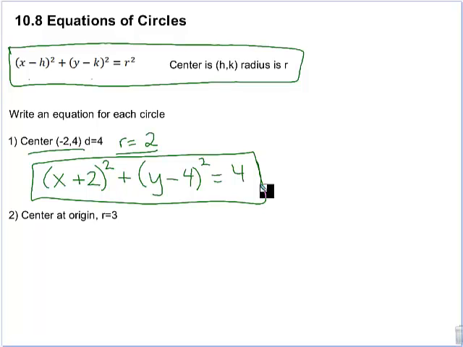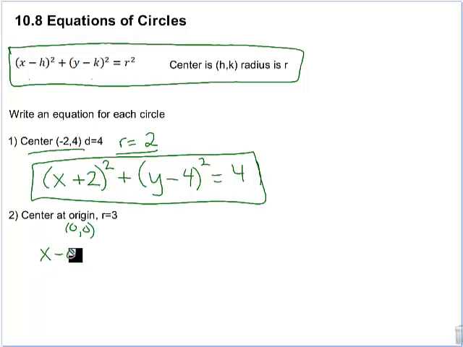Number 2. Center is at the origin. Radius is 3. Centered at the origin. Where's the origin? 0, 0. Okay, so the origin is 0, 0. So how would we write that into our equation?